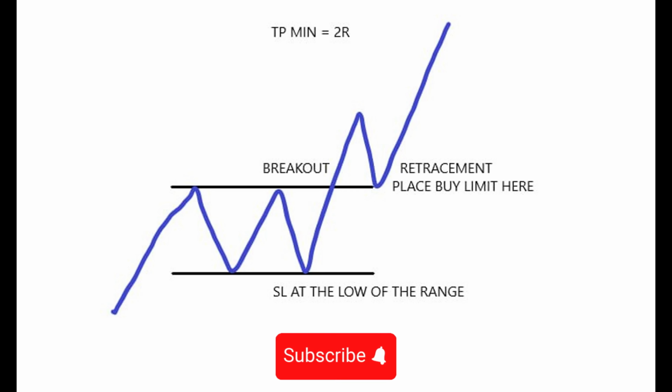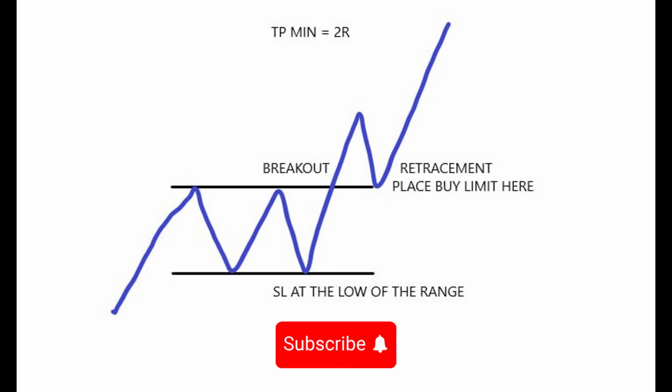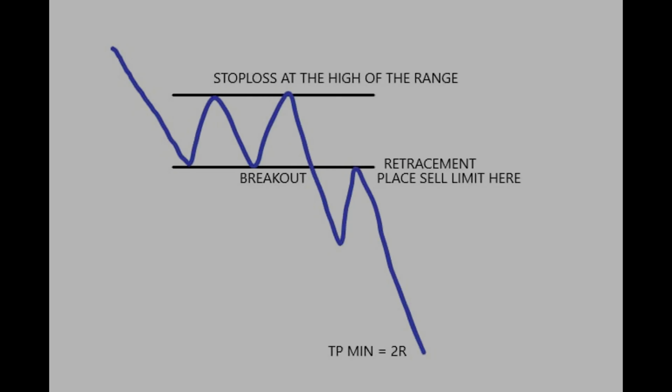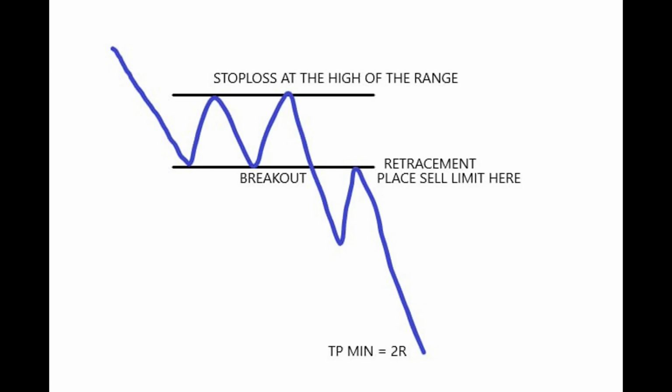So let me give you a quick example before we code the EA. If price breaks the high of the range, we then wait for the price to retrace back down to the high of the range, and then we enter a buy position. And if price breaks the low of the range, we wait for the price to retrace back up to the low of the range, and then we enter a sell position.